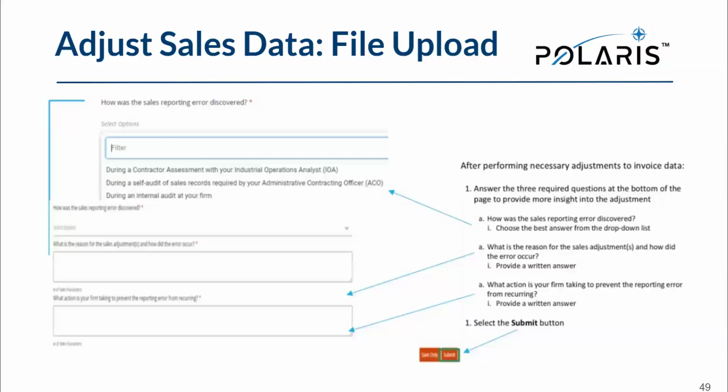1, how was the sales reporting error discovered? 2, what is the reason for the sales adjustment and how did the error occur? And 3, what action is your firm taking to prevent the reporting error from recurring?